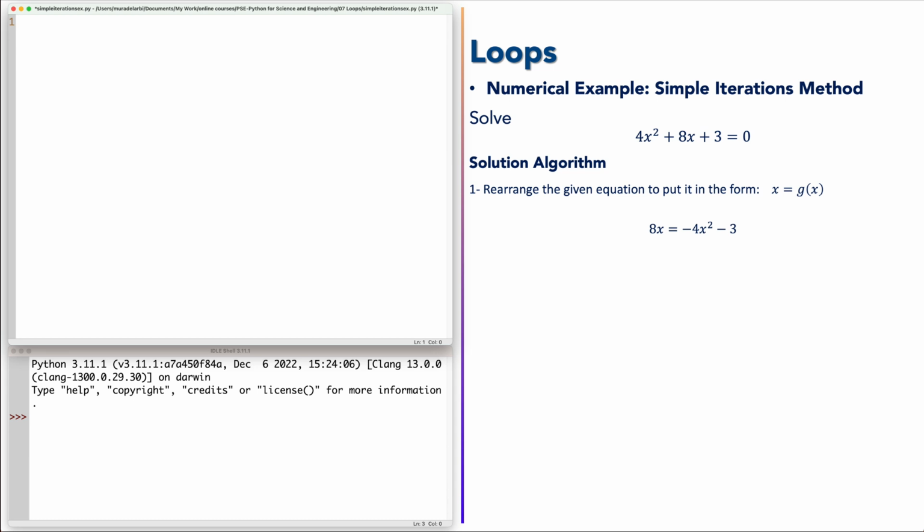First, we should rearrange the given equation by creating a function in the form x equals g(x), which means we should have x in both sides of the equation. So in this way, we can get this form, which we can substitute the values in the right side. Next, we assume an initial guess value of x.